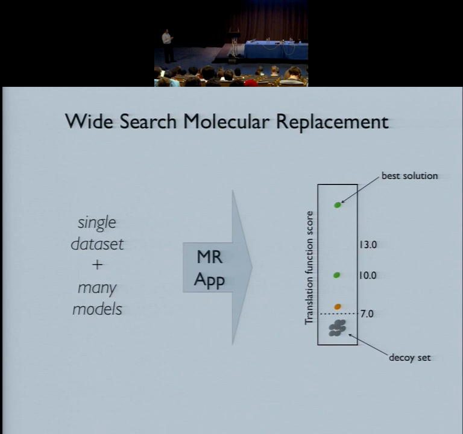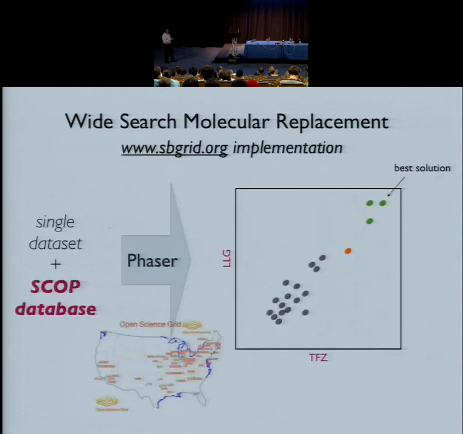You can use the molecular replacement application of your choice, pretty much. You can do it on your own computer with many models. And when you obtain the results, we don't look at them individually. We create a global graph, and we try to compare the positive to the negative, what the decoy set is doing, basically defining the boundaries of the solutions that might be correct.